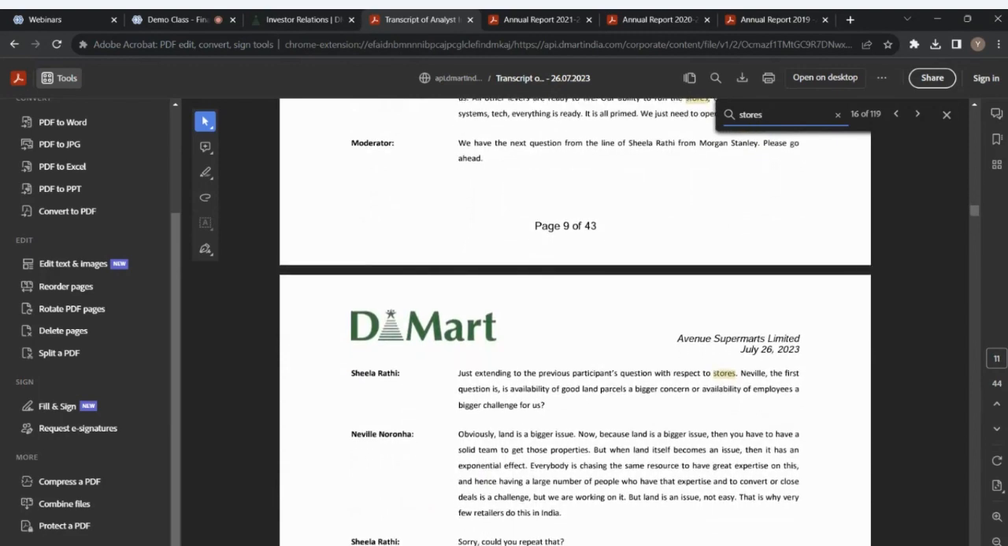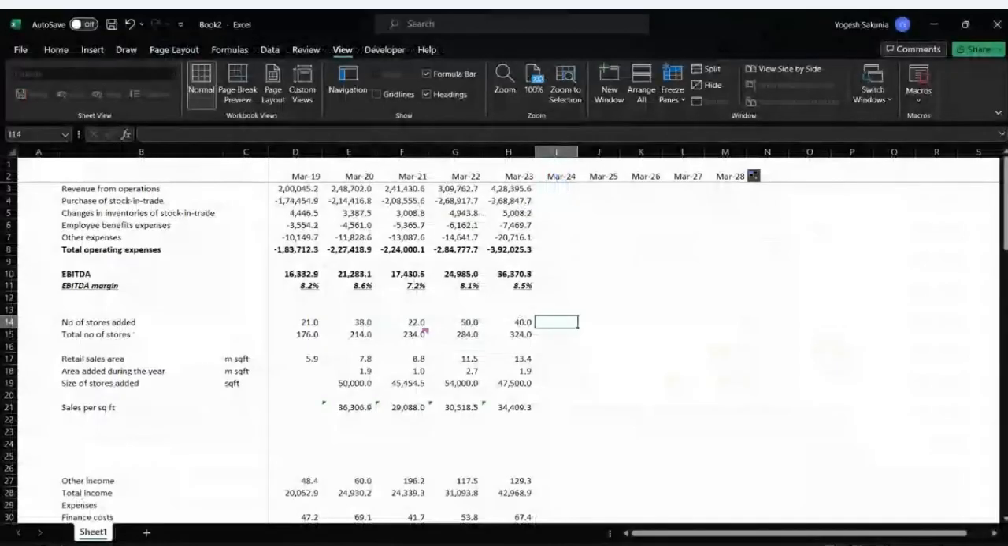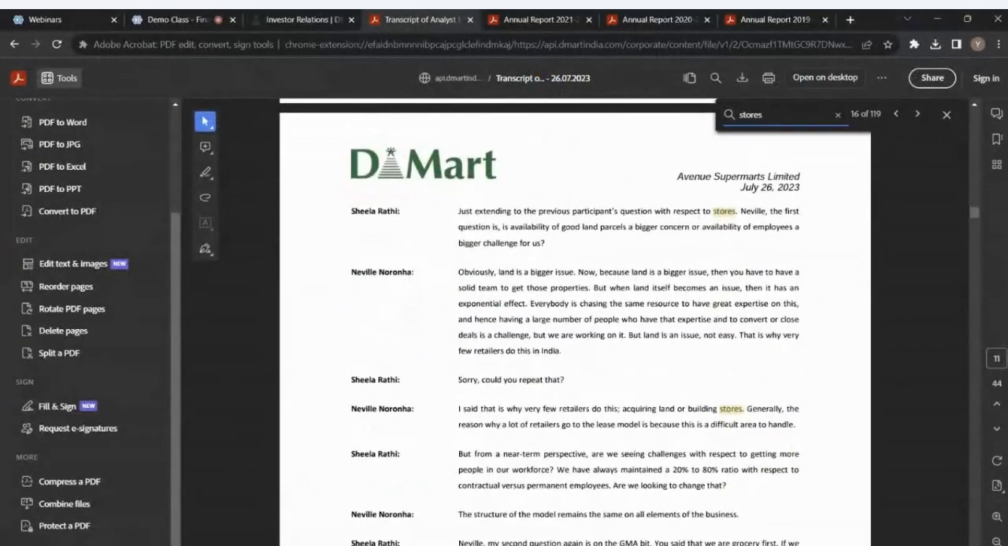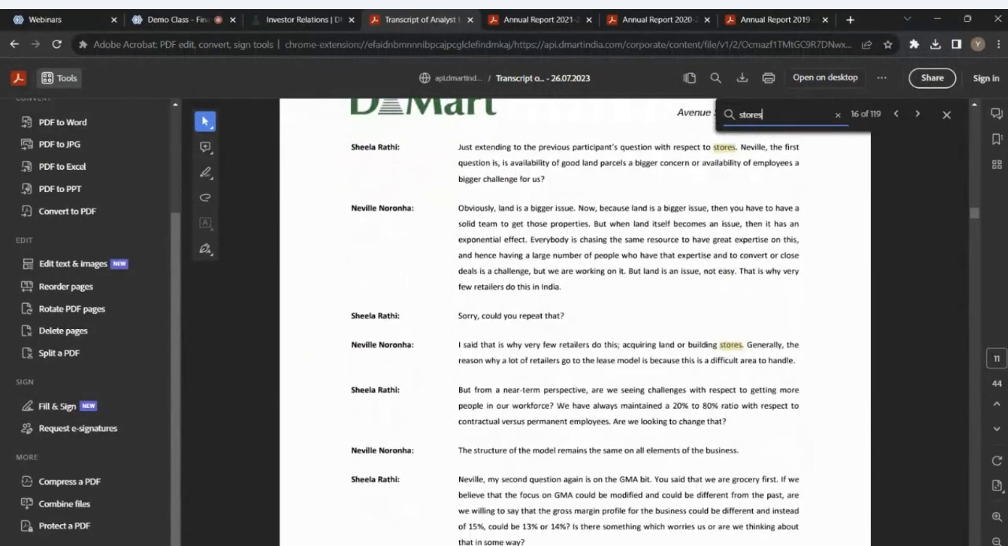And if you look at the historical additions also, I think it is about that. If you look at the average, it is about 37. So 40 stores could be good. We can just look at if there is more information there.